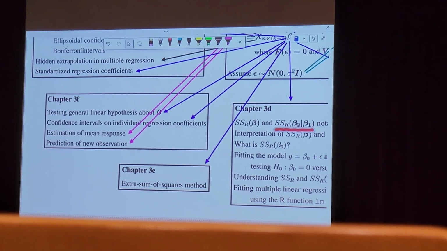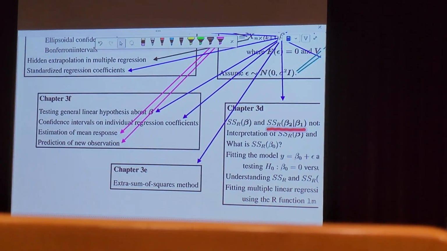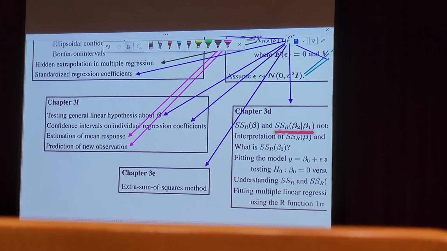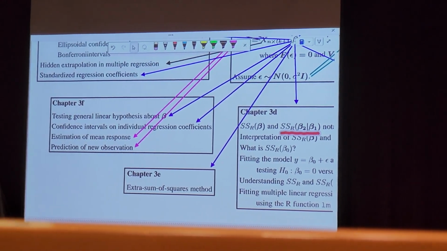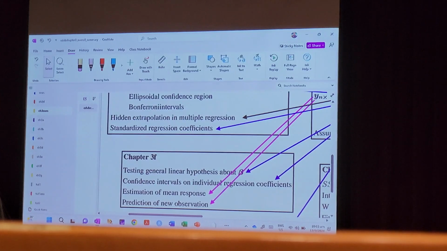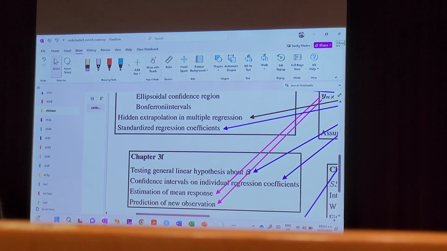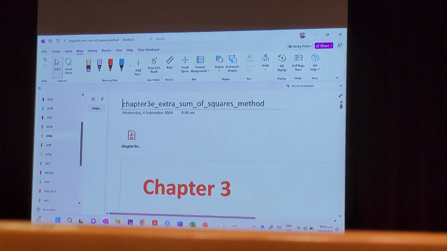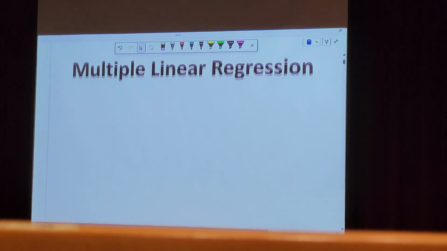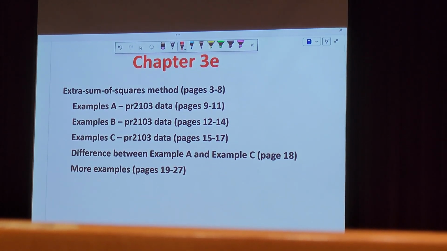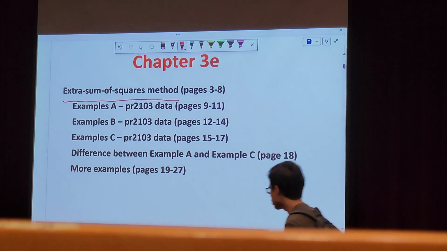And you will find that this extra sum of squares method is actually a special case of testing general hypothesis. Okay? So that's what I want to do today. So let me have a brief review of the extra sum of squares method.